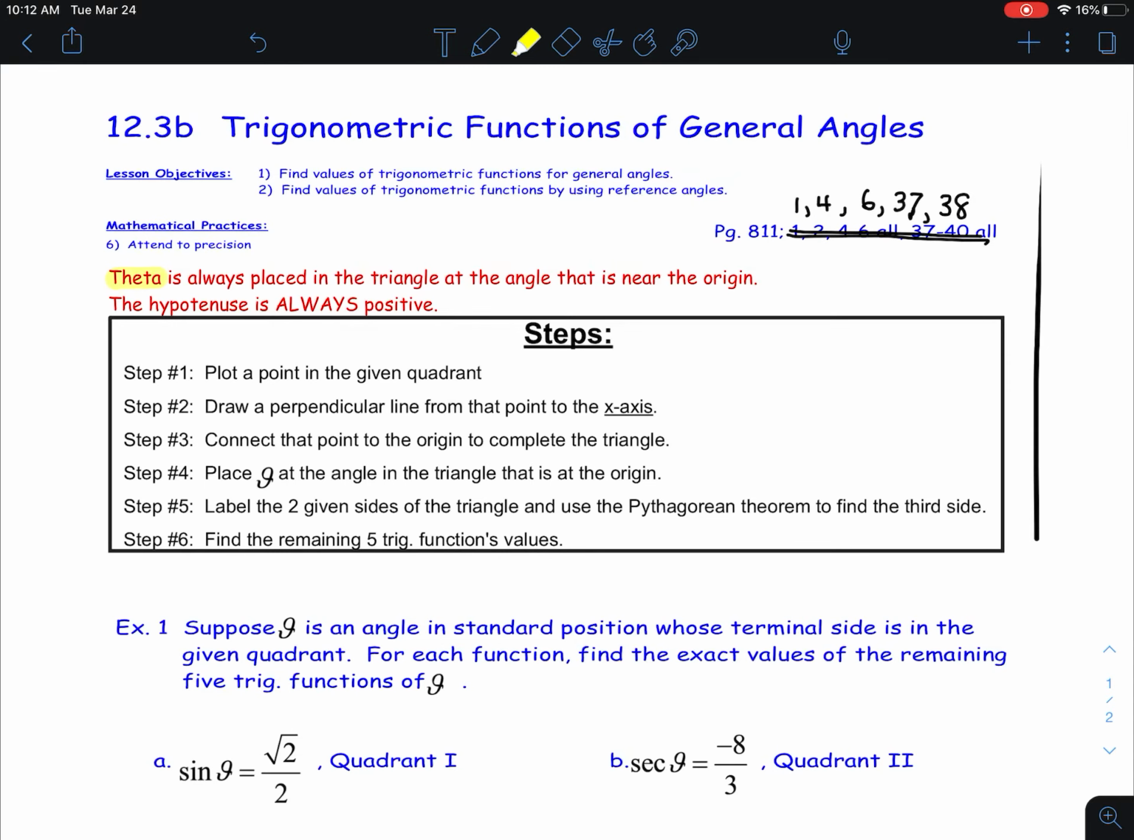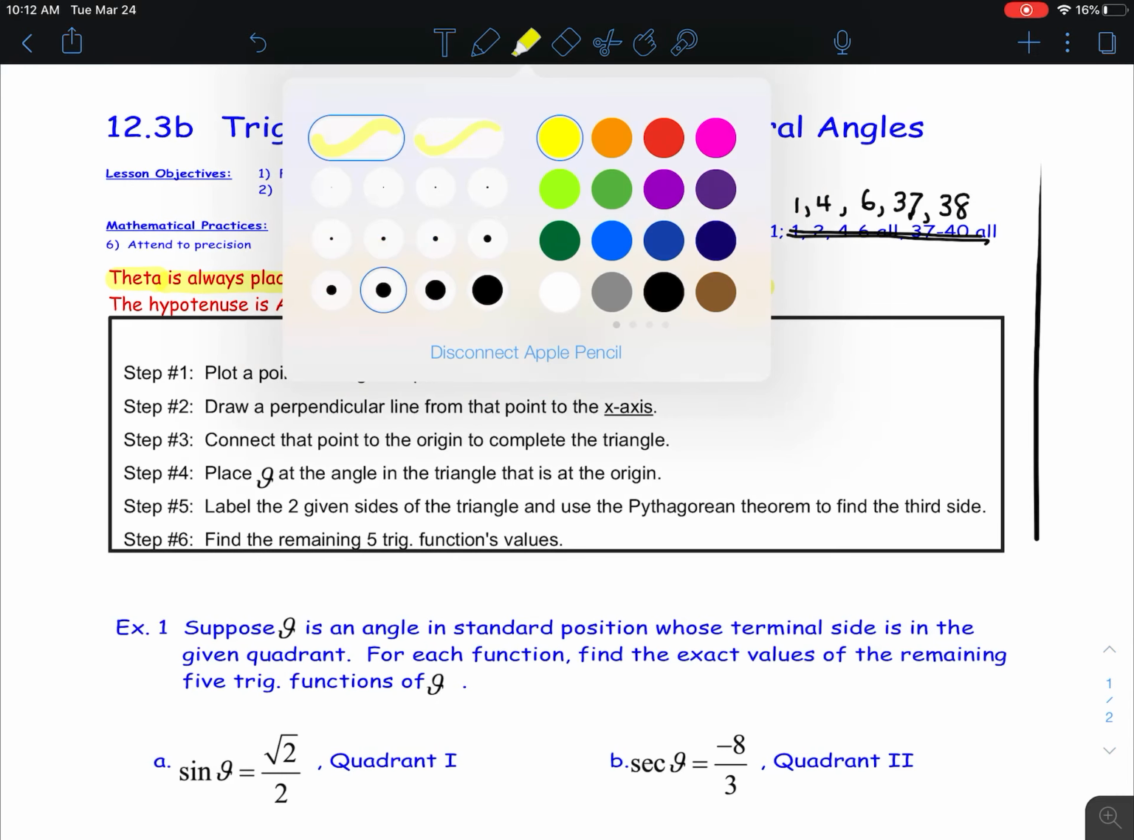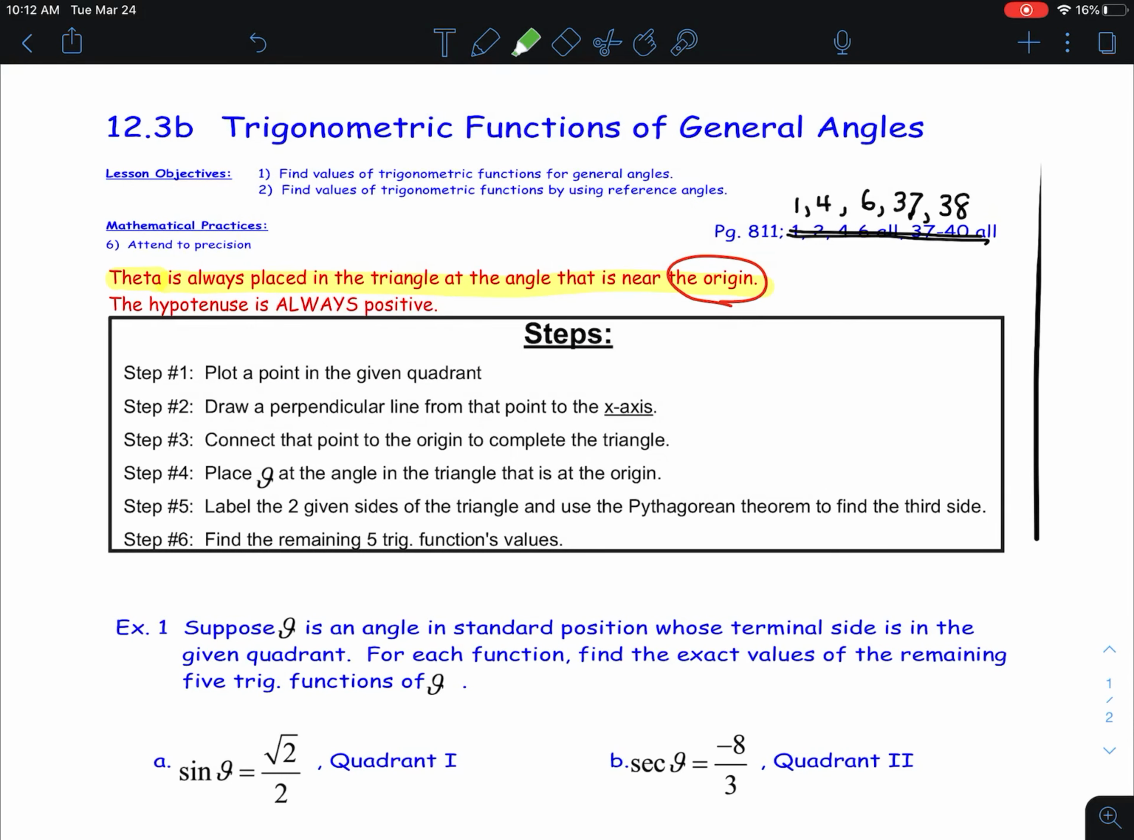So a couple key things from the previous lesson that will hold true in today's lesson: once we have our triangle made, we always want to place the theta symbol inside the triangle, but it needs to be placed so that it's at the angle closest to the origin. The other thing to keep in mind is that no matter which quadrant our triangle lands in, the legs might be labeled as negative, but the hypotenuse is always going to be positive. Okay, that'll be very important.